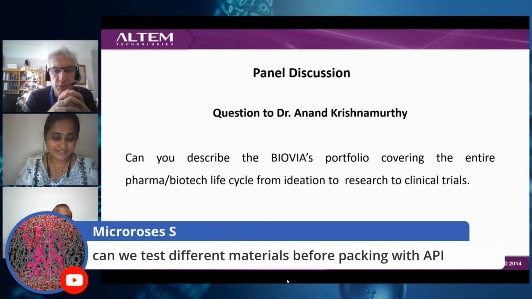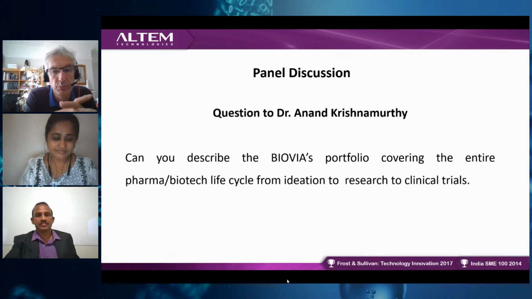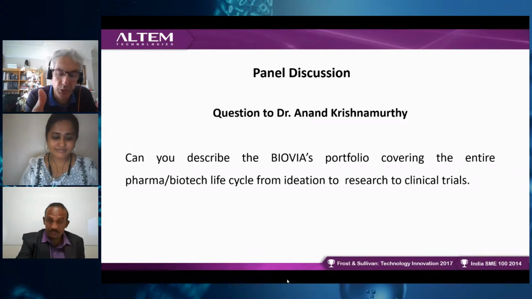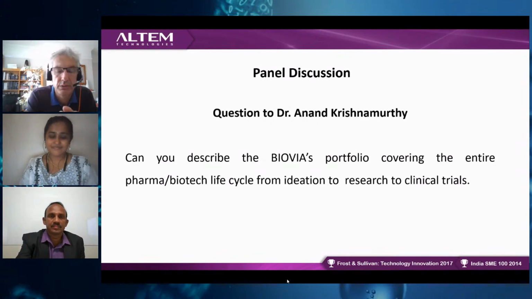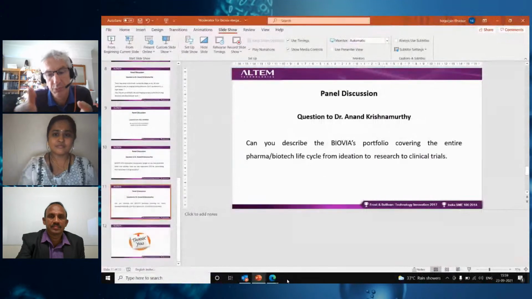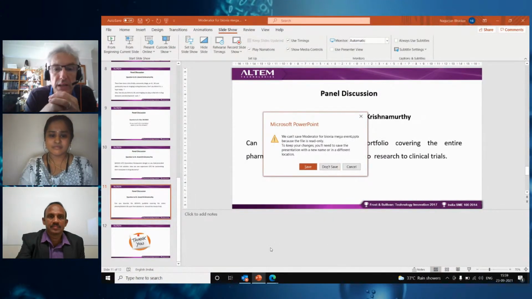Can we test different materials before packing with API? So yes. The whole idea of running those simulations is to do some in silico testing. So we model the materials and we can have various formulations. So we can have the API with an excipient or another excipient, or the API in the solvent. And then for each one of those combinations, we can calculate the relevant properties, such as a crystal structure. I think that was a question.